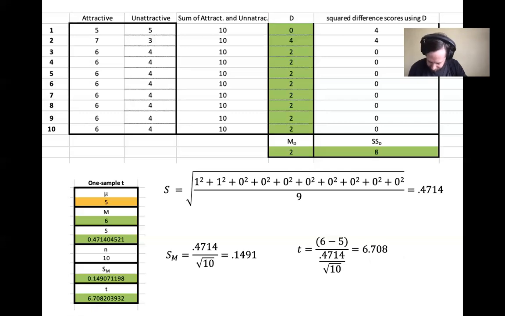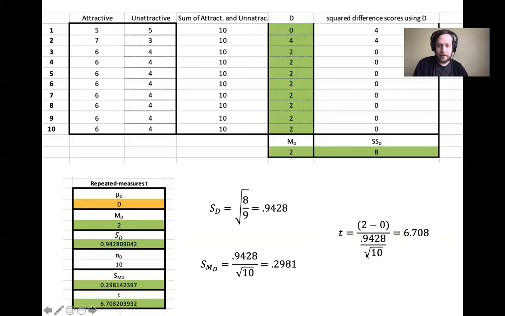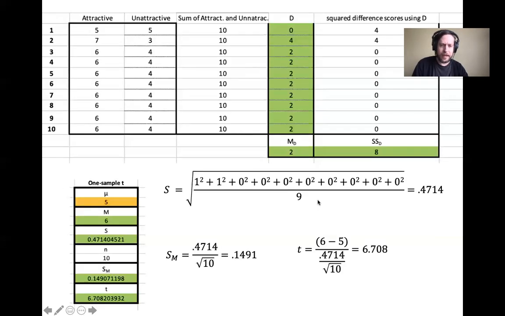So what we're seeing here is that when you calculate a repeated measures t for a data set, you will get the same thing as if you calculate a one sample t for the exact same data set, as long as it holds true that these two values equal a constant number. In this case, this value plus this value always equals 10. Therefore, we can figure out what chance performance is. If we can figure out what chance performance is, we can calculate a one sample t-test. The one sample t-test here gives us the exact same value, 6.708, as we got when we calculated the repeated measures t-test right here.